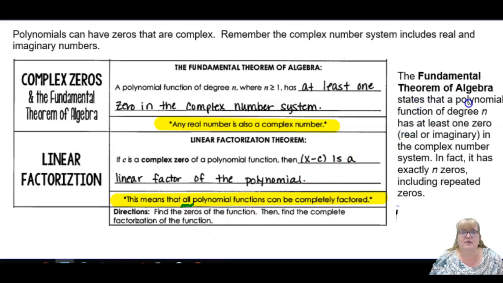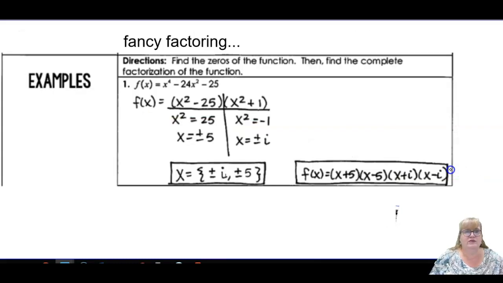Over here it states that polynomial, it's the same thing. It says degree n has at least one zero, real or imaginary, in the complex number system. In fact, it has exactly n zeros, but that includes repeated zeros. They don't have to all be original. They can be repeated zeros.